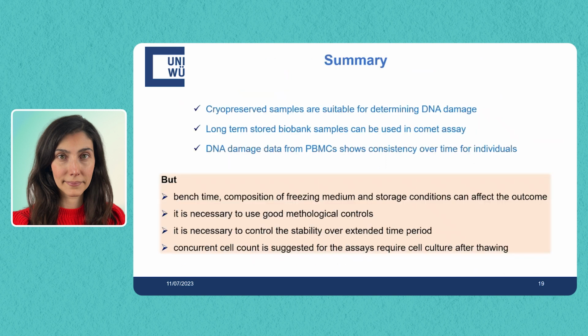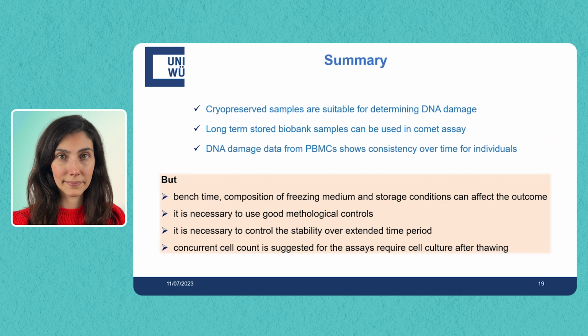To sum up, cryopreserved samples are actually suitable for determining DNA damage. Long-term stored biobank samples can also be used, but we have to think about which sample types and which blood preparations are ideal for us. DNA damage from PBMCs actually shows good consistency over time for an individual. They are looking promising. For buffy coat, I think we need to work further to understand the limitations and why the results look like this.